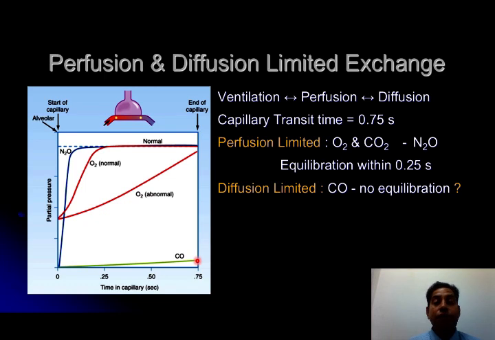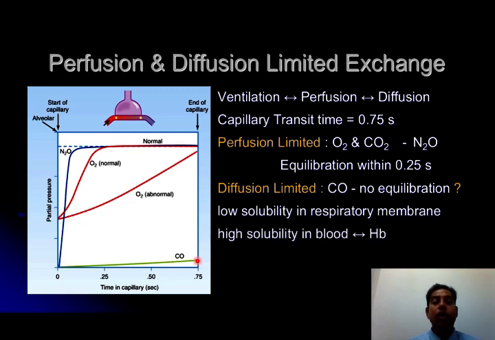Now, what is the reason for this? The reason for this is the low solubility of the carbon monoxide in the respiratory membrane. So it cannot dissolve in the respiratory membrane to be transported out. But it has a high solubility in blood, where it is combining with the hemoglobin. So it cannot be transported across the membrane. So carbon monoxide is one of the gases which is diffusion limited. That means the exchange will be limited by diffusion.